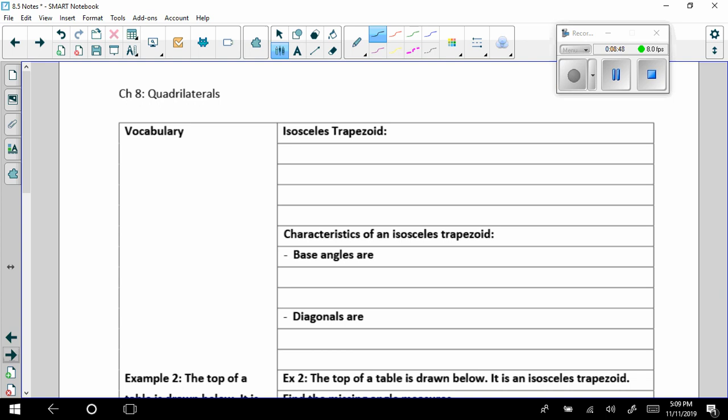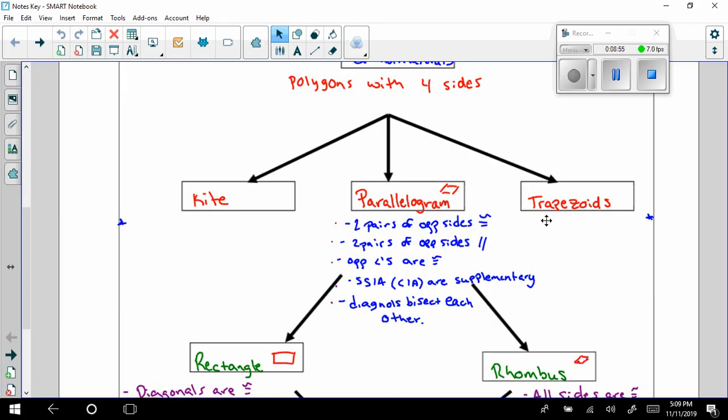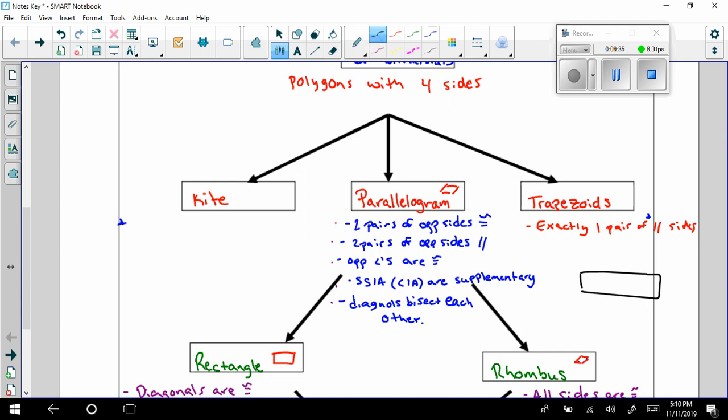All right, so a subcategory of a trapezoid is an isosceles trapezoid. So going over here, trapezoids have exactly one pair of parallel sides. And one pair that's not, if you want to keep getting specific with that. But underneath trapezoid, we can also specify isosceles trapezoid.